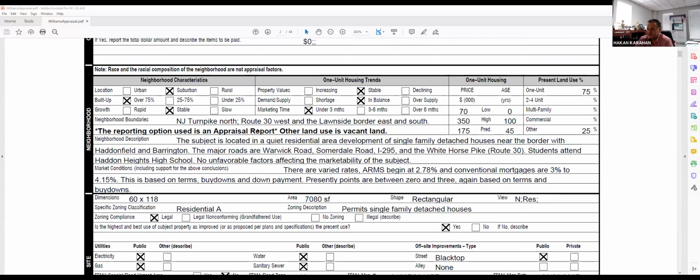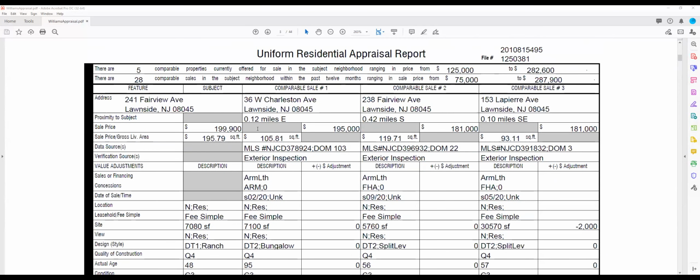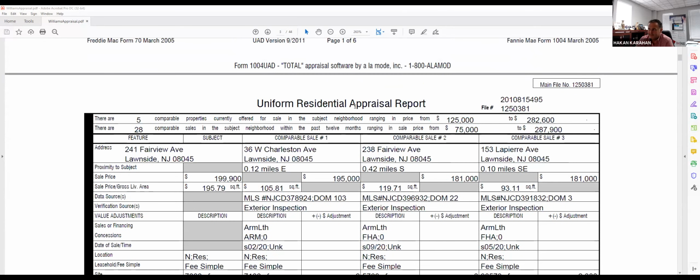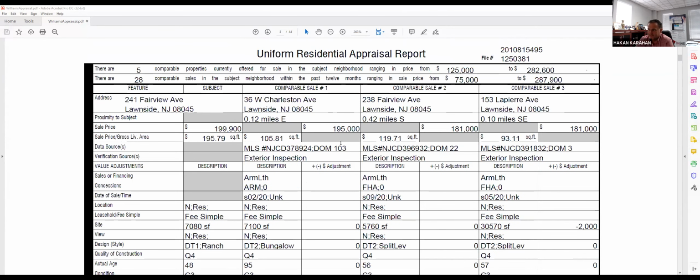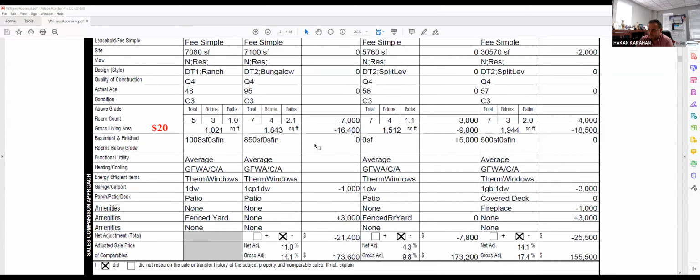So here's something similar to the one that we did. And here's a property in the mid-price range, 180 to 199 range. So let's look at this appraisal. And all the conditions and qualities are the same, so they didn't give any credit. Now, see how much they use per square foot basis? $20.